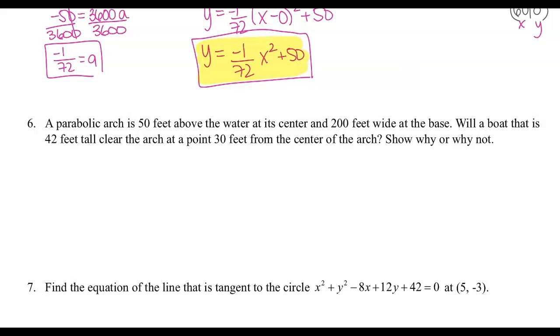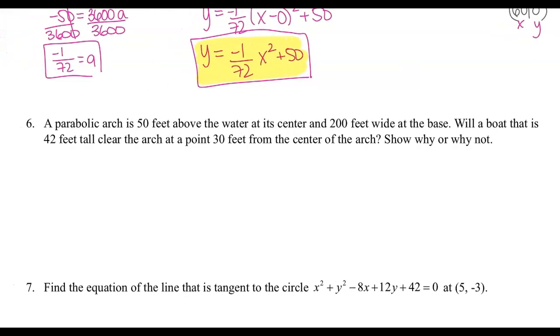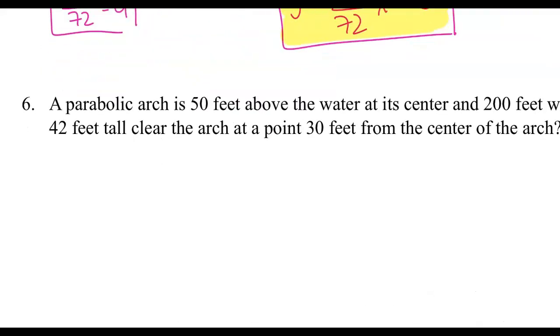So for question 6, a parabolic arch is 50 feet above water at its center and 200 feet wide at its base. Will a boat that is 42 feet clear the arch at a point 30 feet above the center of the arch? Show why or why not. Okay, so this one actually is giving you a better idea of where the center is. So let me graph this out. So let me zoom in.